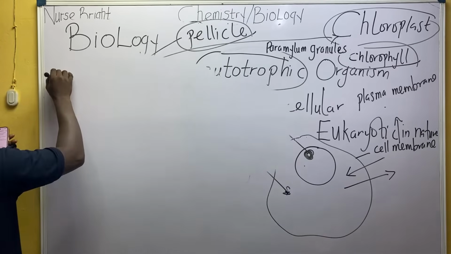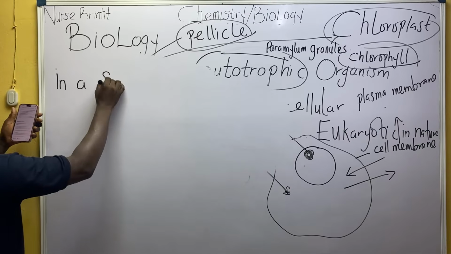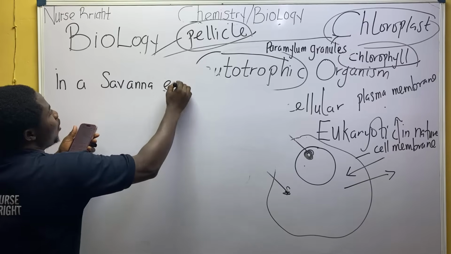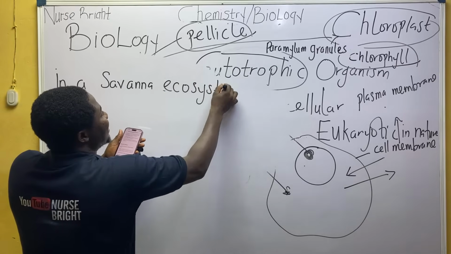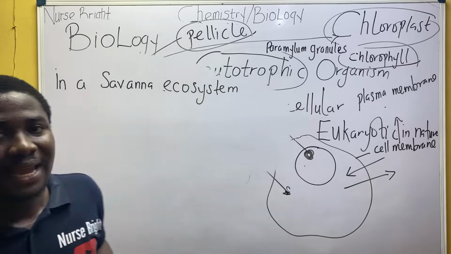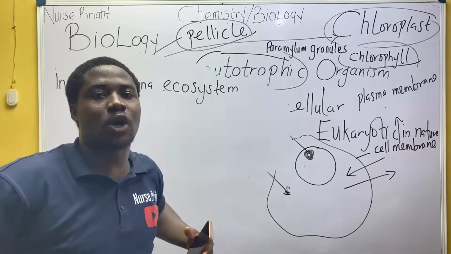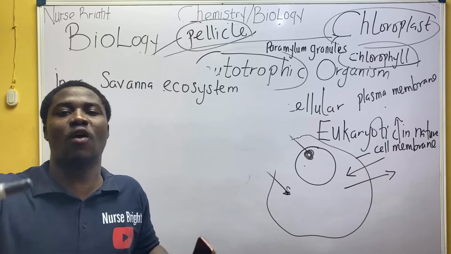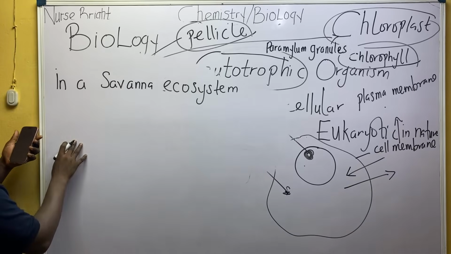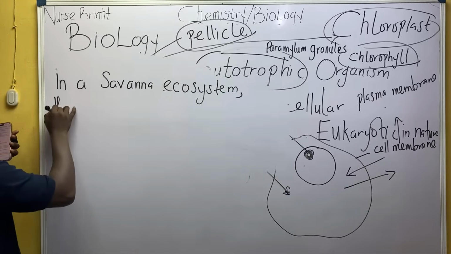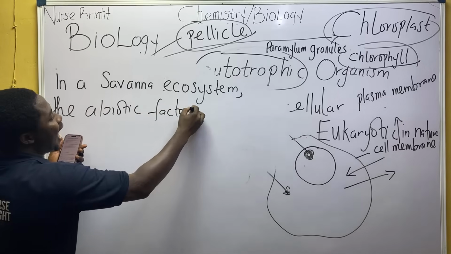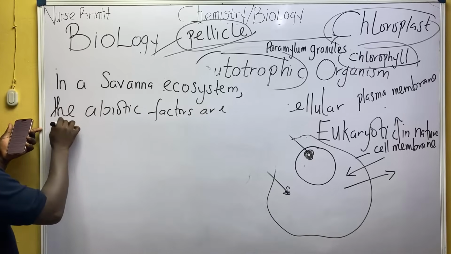So look at this. In a savanna ecosystem. What is an ecosystem? An ecosystem is a self-supporting system that connects the biotic and abiotic components together. The biotic component and the abiotic component of the system support each other. Do you understand? So in a savanna ecosystem, these are all past questions, what are the abiotic factors?